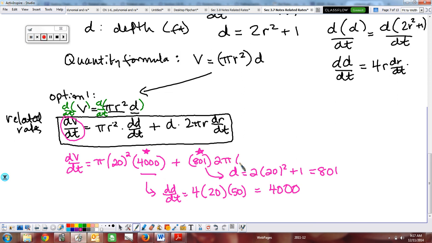Times 2 pi times my 20 times dr dt, which was 50. So you have a formula. You just had some extra work. You had to actually find some pieces as you go. Whatever I was missing, I looked up here and I realized I had formulas for it. So I use the formulas that I have above. I calculate this so I can plug it in. I had to calculate that to plug it in. But at that point, now we're good.